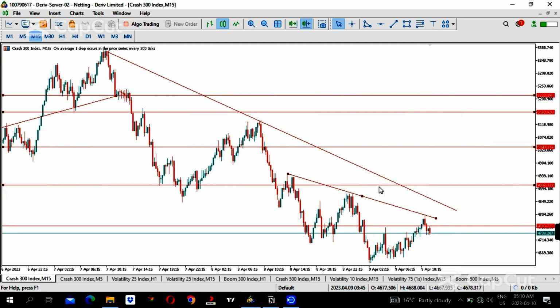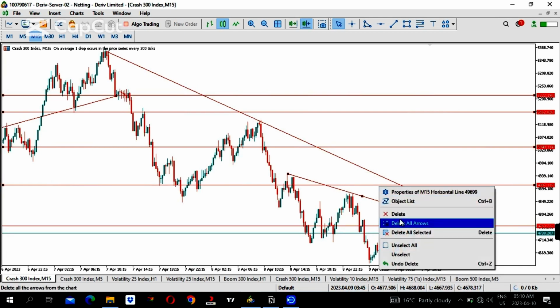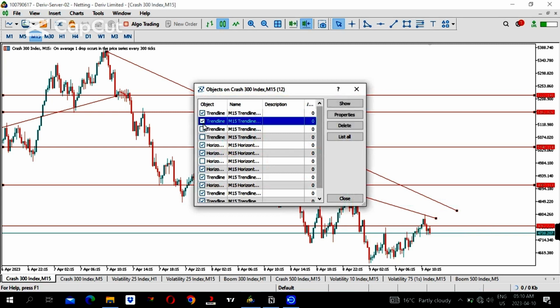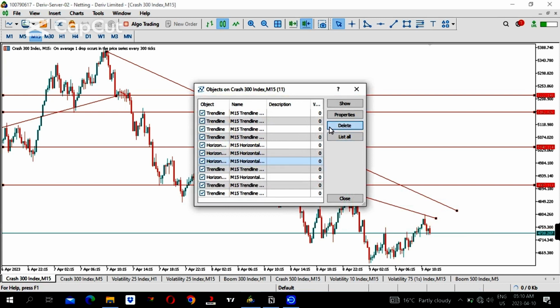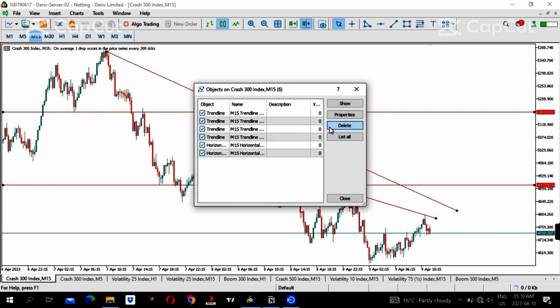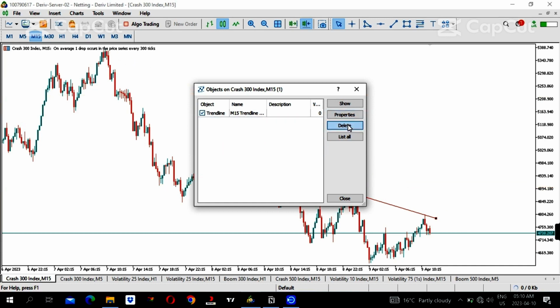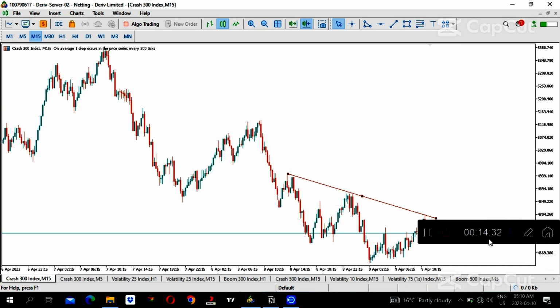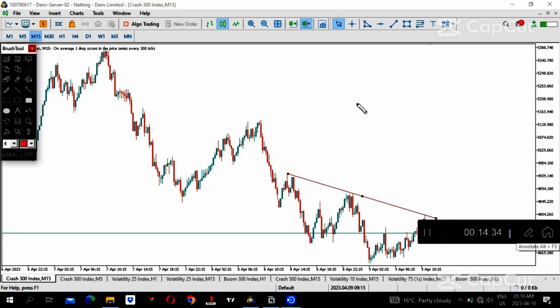So let me just delete everything. That's one variation of the trend line breakout. Let me show you another variation. Let me just delete all this stuff. Then another variation of the breakout. So okay, let me just draw this one. So on the first variation, we're saying maybe you're in an uptrend.